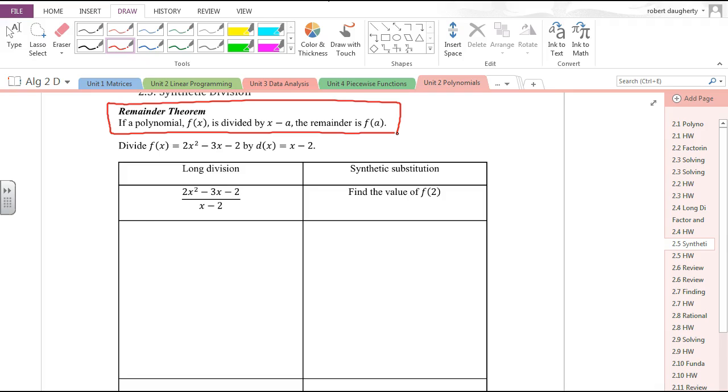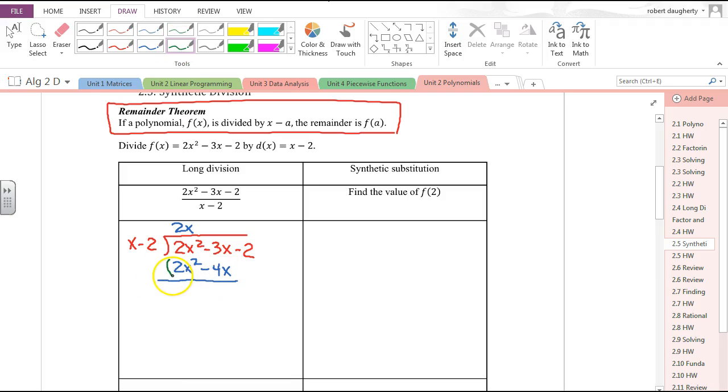Okay, so I want to divide x minus 2 into 2x squared minus 3x minus 2. So the first step is what? What do I multiply x by to get 2x squared? So what is that? 2x. Okay. Then I perform that multiplication and I get what? 2x squared minus 4x.